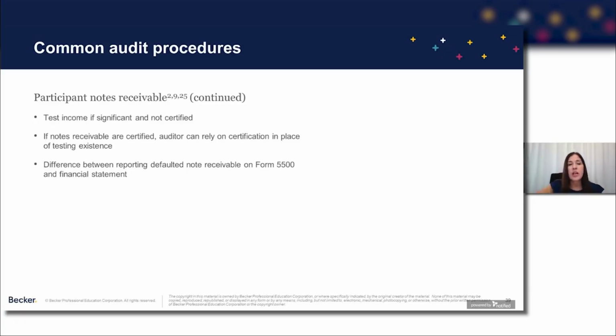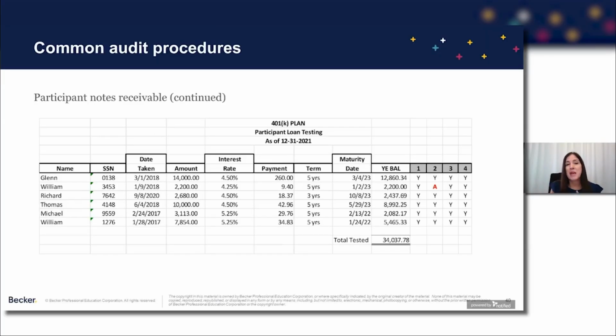Now, they generally are immaterial to the total plan assets. So when it comes to testing, I'm not testing a huge number of participant notes receivable. It's usually anywhere from 4 to 8 participant loans. And again, that will vary depending on the risk and the plan, etc. But here's an example of a participant note receivable work paper with the participant's name, the date the loan was taken, the amount, stated interest rate, the payment at the term, and the maturity date.